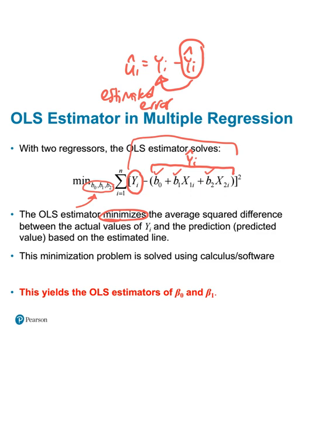Unfortunately, or maybe fortunately for us, you cannot calculate this by hand, or it's insanely difficult. So thankfully, we can use either calculus or software to calculate this. This is going to help us yield the estimates for beta naught, beta 1, and even beta 2.